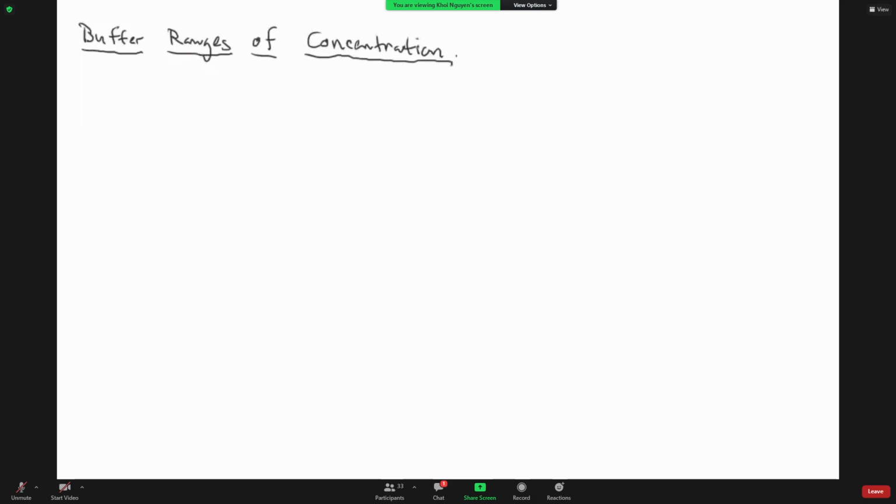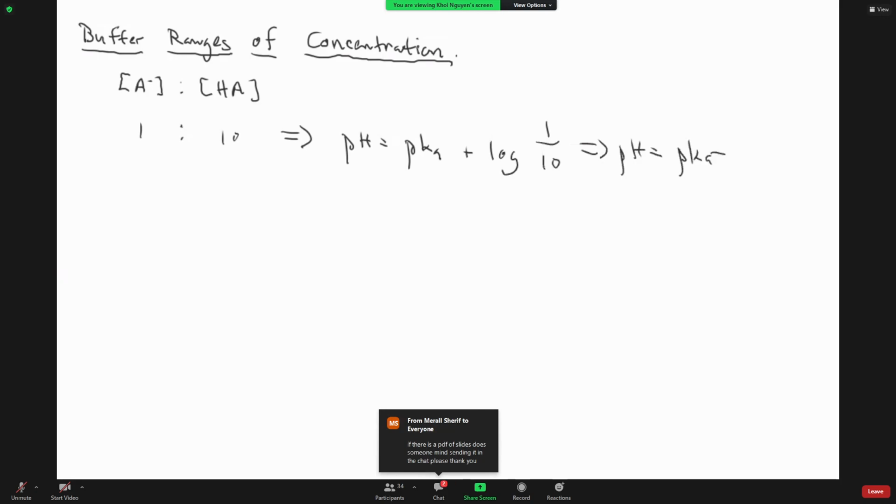So buffer range of concentrations. If we're looking at the concentration of conjugate base relative to the acid, if it's 1 to 10, your equation is going to be pH is equal to pKa plus log of 1 over 10, which is simply pH is equal to pKa minus 1.